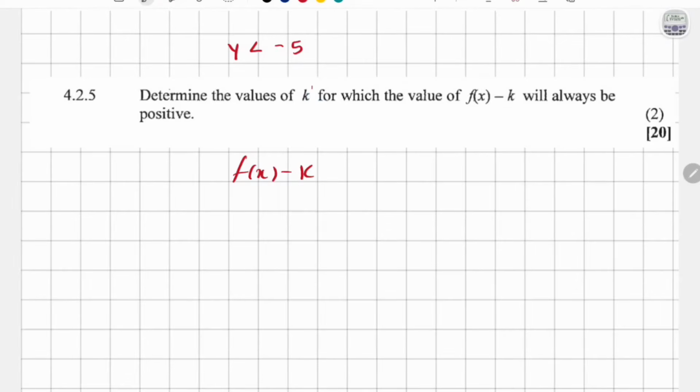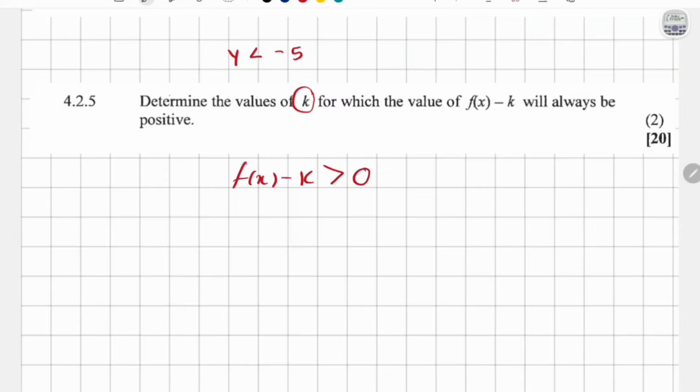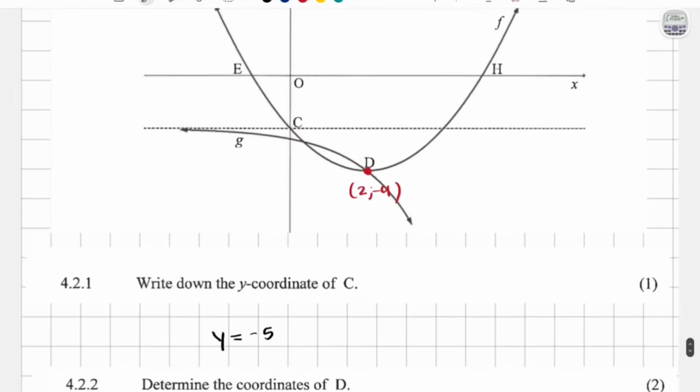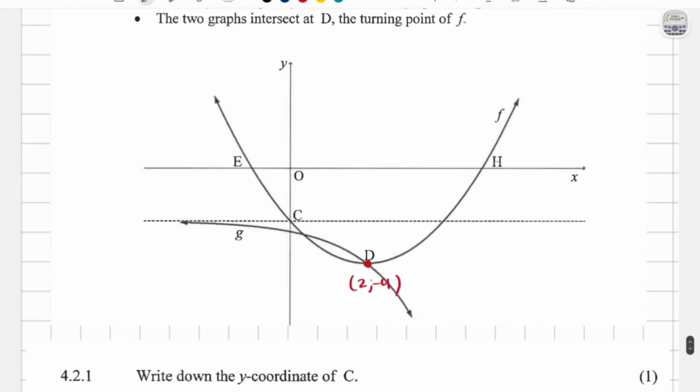And we need to find the values of k for which this will always be positive. So positive just means the y value needs to be greater than 0. Okay, so we have to actually look at the graph to be able to move this. So we're looking at the parabola f, right? And we have to move this graph in such a way that it's always going to be positive.